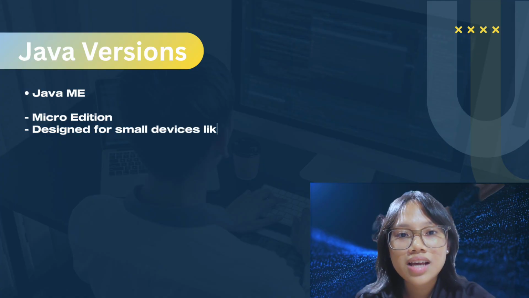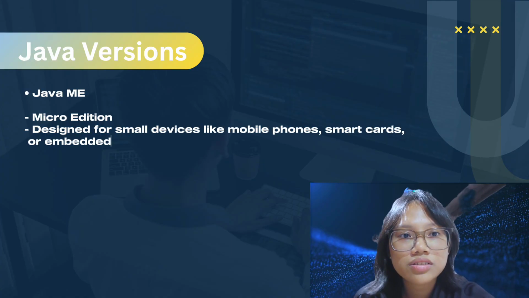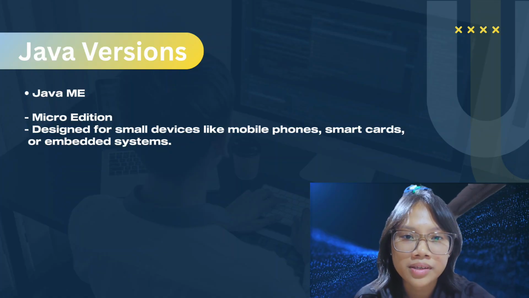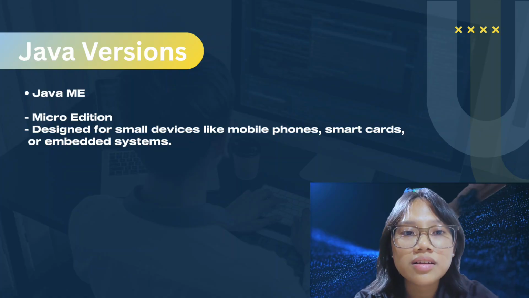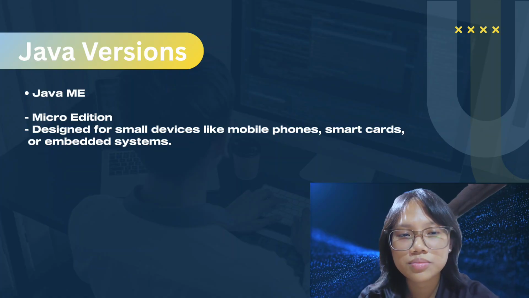Then we have Java ME, which stands for Micro Edition. This version is designed for small devices like mobile phones, smart cards, or embedded systems. Before Android became popular, many early mobile apps were actually made using Java ME. Even though it is not common now, it's still important to know because it teaches you how Java can run on smaller and limited devices.